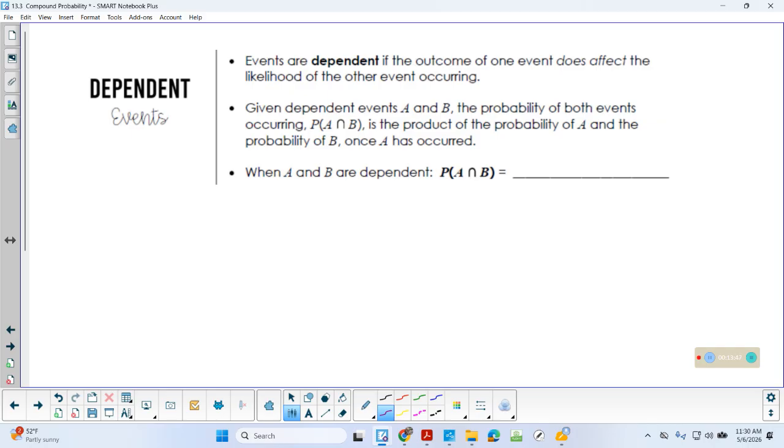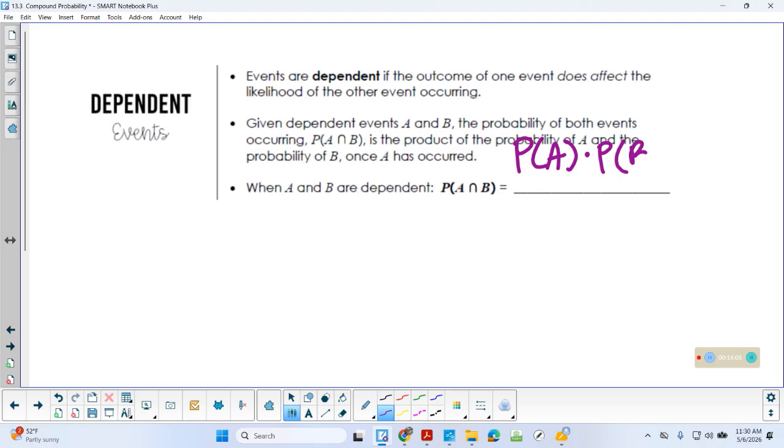So with multiplication on this, it's still multiplying. You're going to do the probability of your first event times, still multiplying, the probability of the second event, but you have to consider after the first one. Now you're like, what in the world is all of that about?